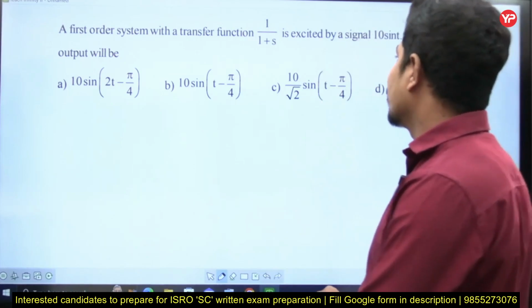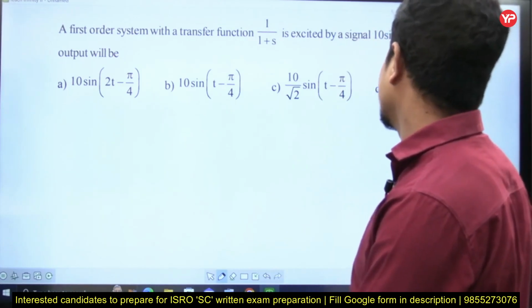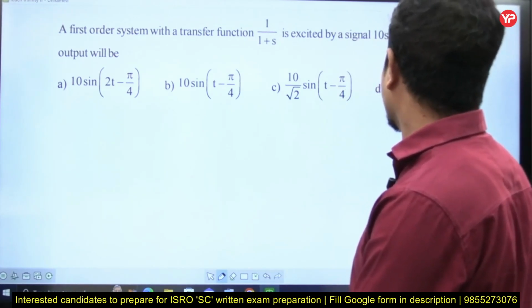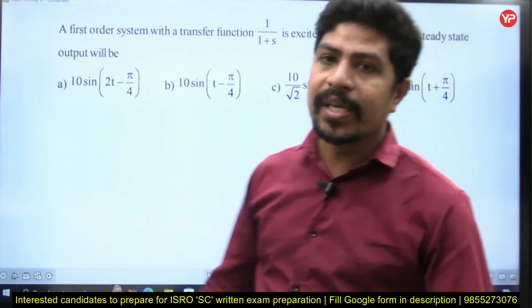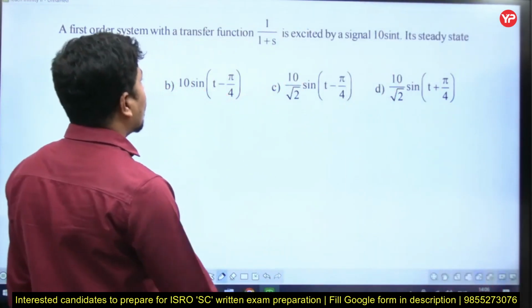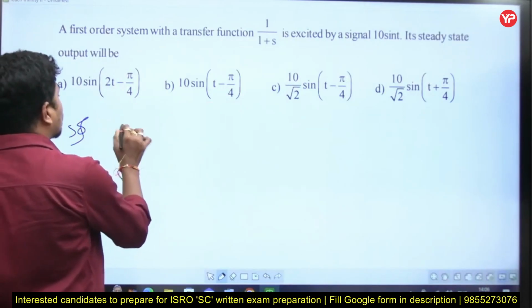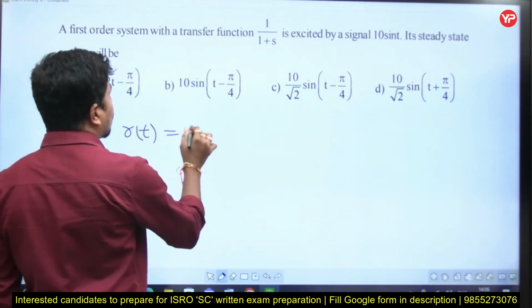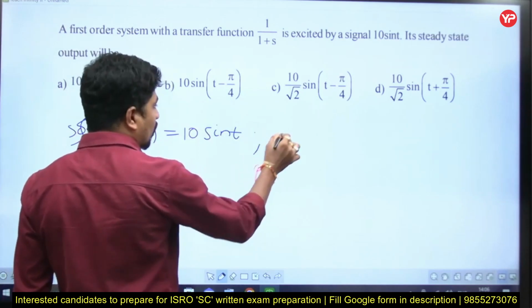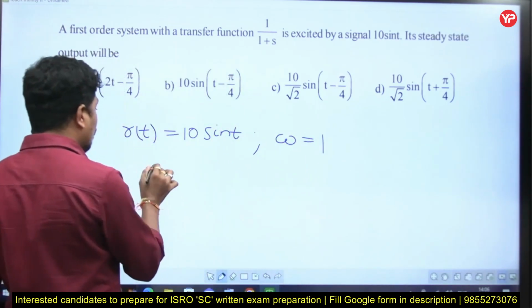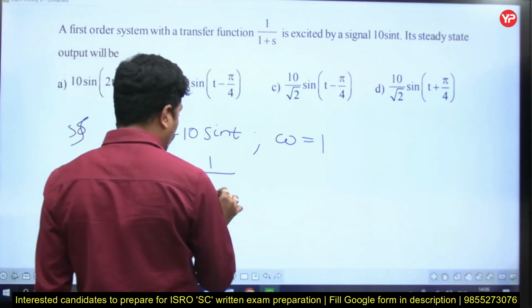A first order system with a transfer function 1 by S plus 1 is excited by a signal 10 sin t. Then its steady state output will be? Input R of t is equal to 10 into sin t, so from this, omega equal to 1. What is your transfer function? Transfer function is equal to 1 by S plus 1.